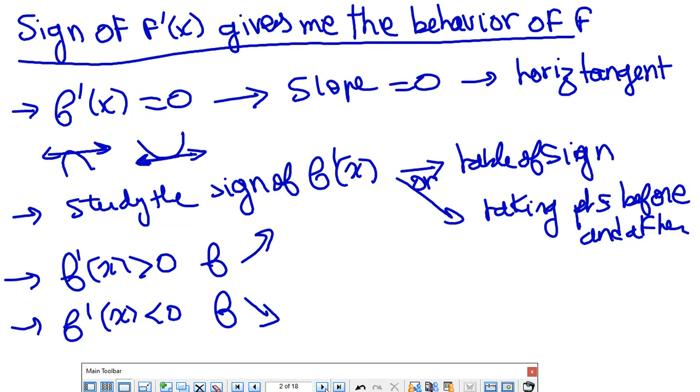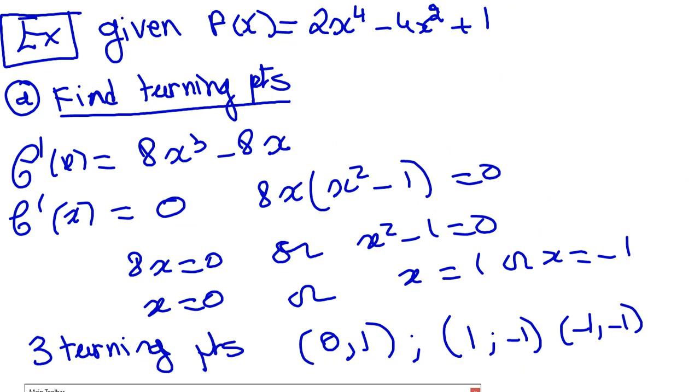So let's do an example, guys. If I have the function f of x is equal to x^4 minus 4x^2 plus 1, and I want to find the turning points, all we need to do first is the derivative, and I need to solve it equal to 0. So f prime of x, the derivative from the preceding lesson, is 8x^3 minus 8x. Then I solve it equal to 0.